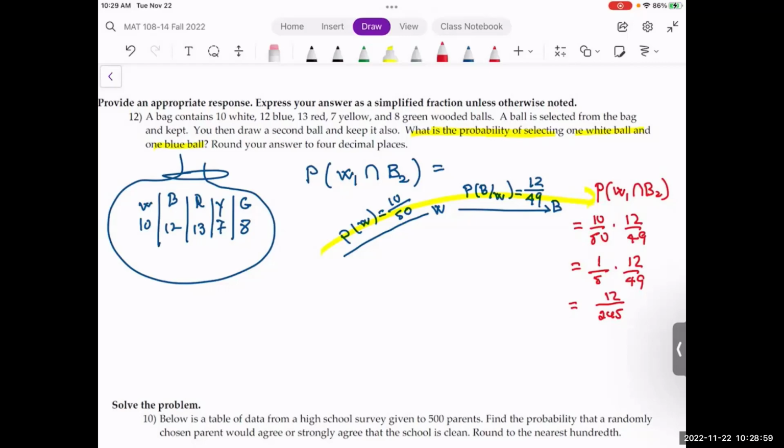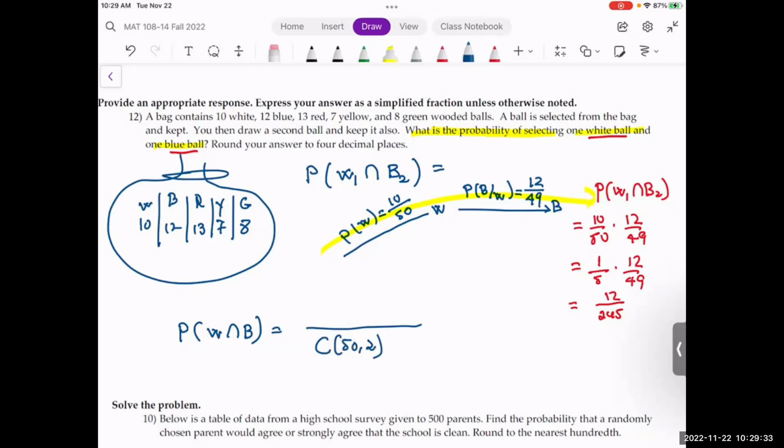Now, because they did not say the first one white and the second one blue, this is going to be the probability of white and blue, and white and blue I can get many ways, right? So what's it going to be here? We're going to do the old-fashioned way. How many balls are we selecting? 2. Out of how many? 50. So it's going to be C(50, 2).